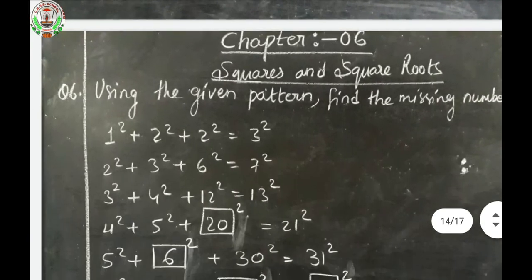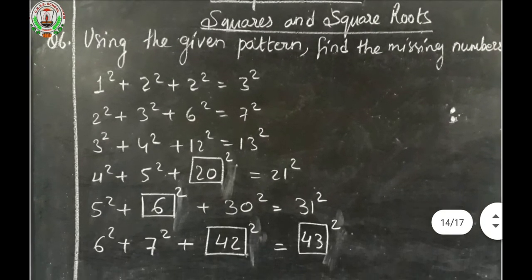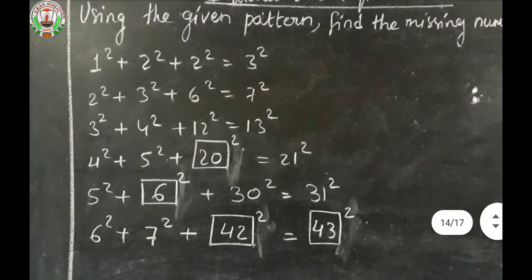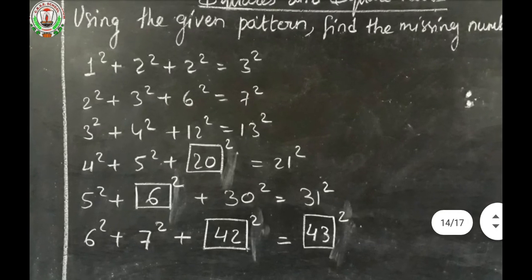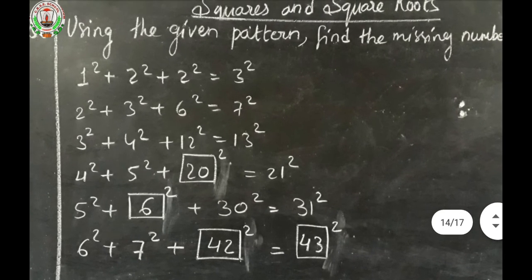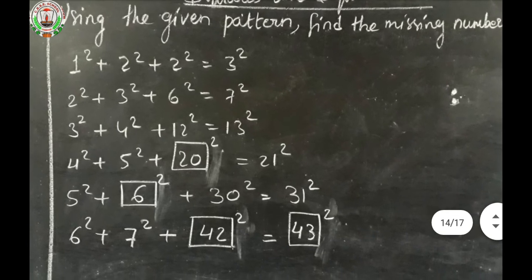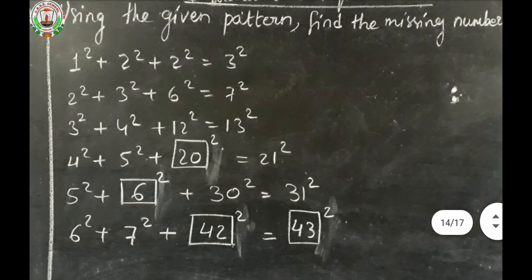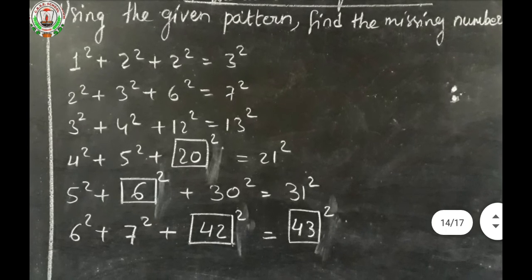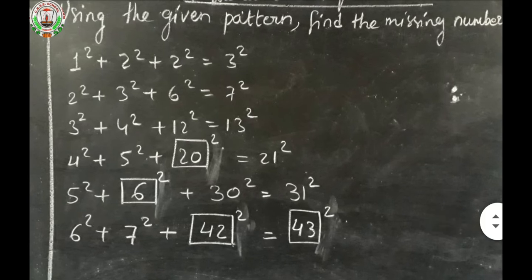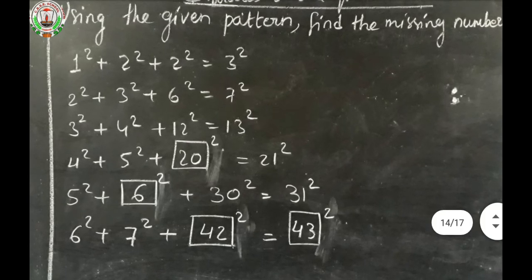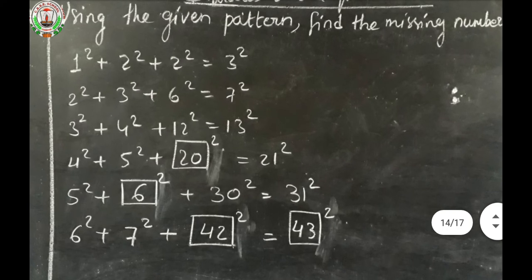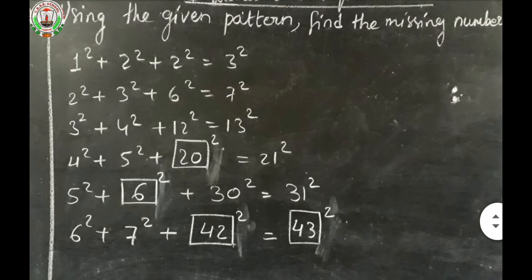Okay, so next is question number 6. What question number 6 says: using the given pattern, find the missing number. So here it is again talking about a pattern. 1 square plus 2 square plus 2 square is equal to 3 square. It is a pattern given. Then 2 square plus 3 square plus 6 square is equal to 7 square. Again a pattern is there. Then 3 square plus 4 square plus 12 square is equal to 13 square.